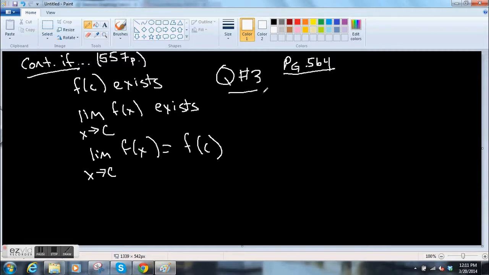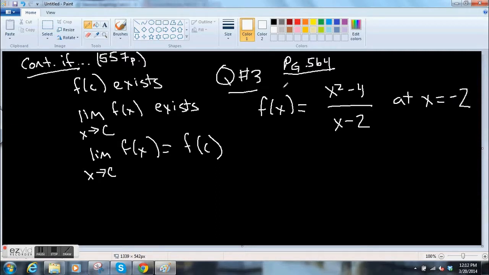So here's our function: f of x is equal to x squared minus 4, all divided by x minus 2. And we want to know, is that continuous at the point x equals negative 2? Let's go through our checklist. Number 1: does f of c exist? In this case, c is the point negative 2. So what is f of negative 2?